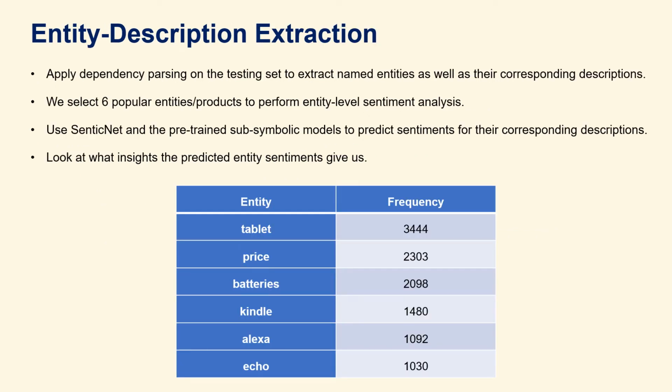So, we apply dependency parsing on the testing set to extract entities and their descriptions. We then select 6 popular entities shown in the table below to perform sentiment prediction on. We use the 3 previous models to predict the sentiments for their corresponding descriptions, and we then analyze what insights these entity-specific sentiments can give us.